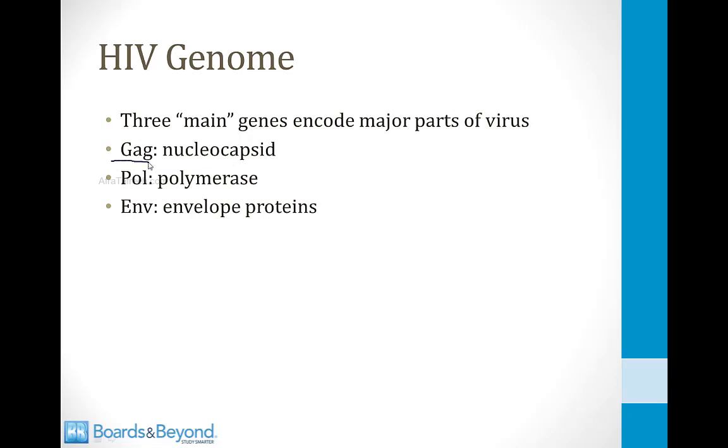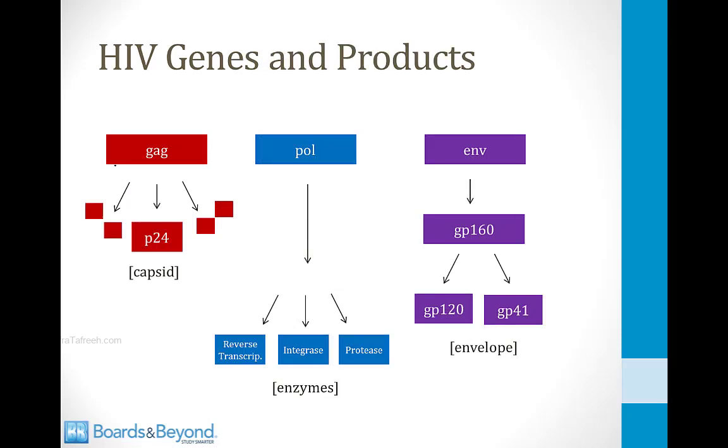The first one is called GAG, which codes for parts of the nucleocapsid. The second one is called POL, which codes for many of the enzymes. And the third one is called ENV, which codes for the envelope proteins. All three of these genes code for a long polypeptide that will be cleaved to form smaller proteins that are important for the functional virus.